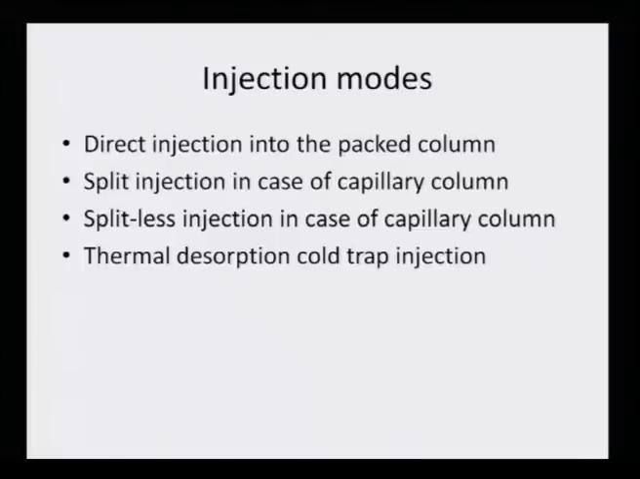Splitless injection, whether with a packed column or a capillary column, where the compound will not cause clogging, can also be carried out. Thermal desorption and cold trap injections are mainly for gaseous samples. We had discussed this in the previous lecture, how these gases are adsorbed on the canisters, and the canisters are then thermally desorbed onto the GC capillaries or GC columns.